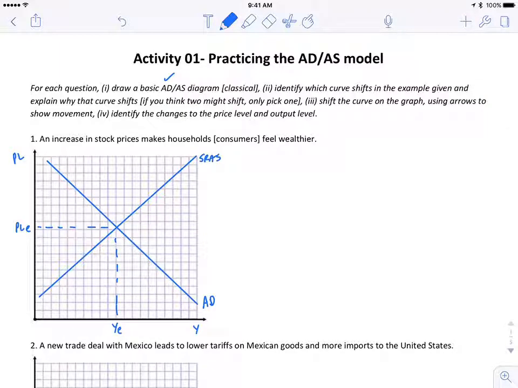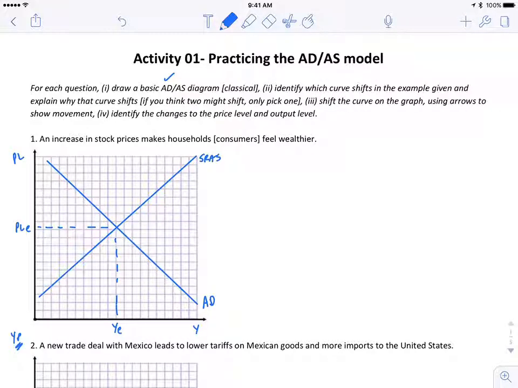Now, notice that we did not say YP. YP would be the potential output level. I'm not asking you to determine a recessionary or inflationary gap. All I'm asking you to do is show me whether output goes up or down. So we don't need to label the potential output yet, or for these examples, but you could be asked to do that for future examples or starting with that.